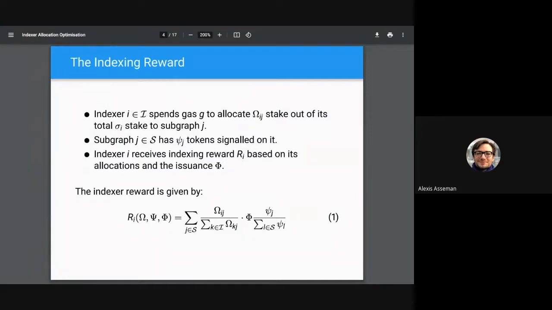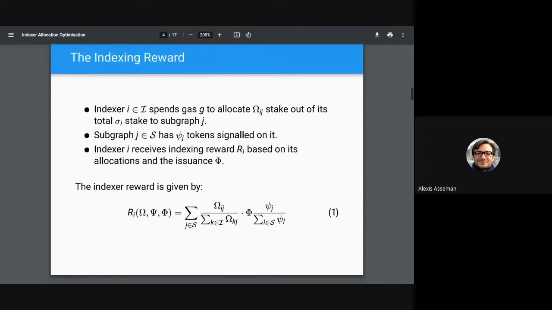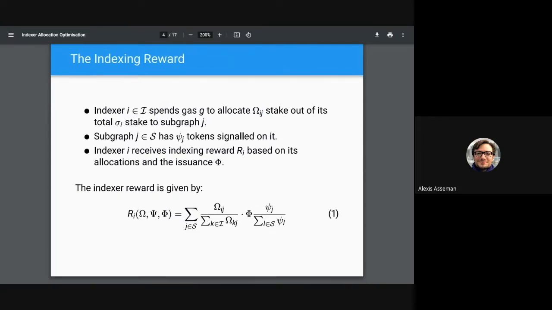And we've tried to standardize our notation across a lot of the work, a lot of the efforts that we do at The Graph. So if you look at other documents for other projects, they'll try to stick to the same notation. So subgraph J has psi j token signaled on it, and indexer I receives some indexing reward R sub I based on its allocations and the issuance, the token issuance. So this is the formula that you're probably familiar with, although depending on where you've seen it, it might look slightly different. Although, like I said, now the notation has been standardized, so it should shift to this. So next slide.